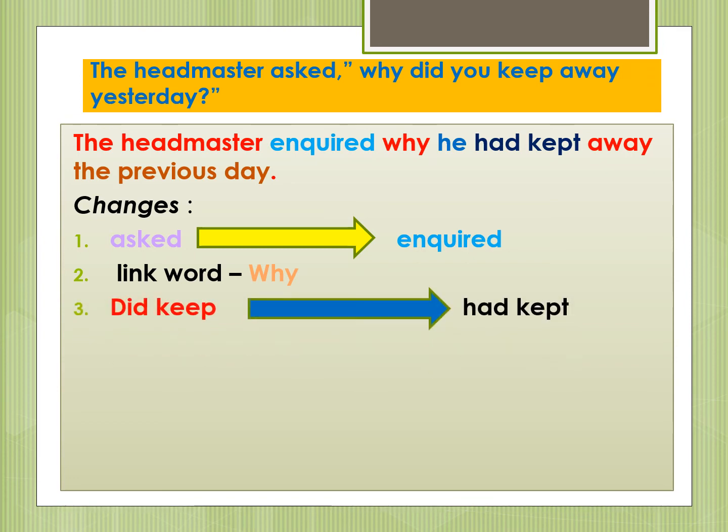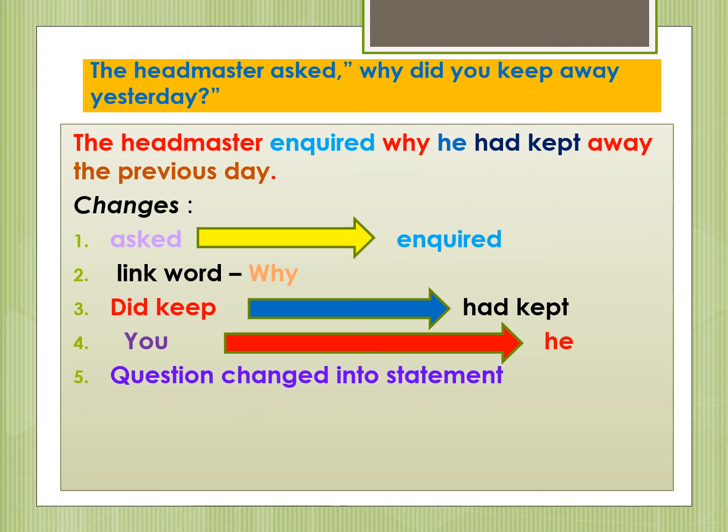Third change: the tense of the direct speech is changed. The tense in the direct speech is simple past tense. Did keep is in simple past tense, so did keep is changed to had kept. That means simple past is changed to past perfect. Next, the pronoun you is changed to he.